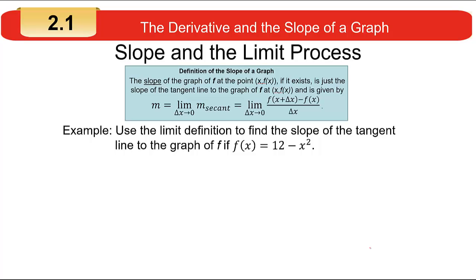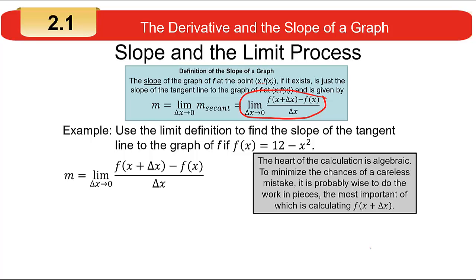So let's take this example. Find the slope of the tangent line to the graph of f of x equals 12 minus x squared. Well, the first thing you have to do is write down the formula. The slope of the tangent line is given by that limit. My suggestion, because of the ease of making careless mistakes, is to take bite-sized pieces of this and do the calculation in pieces. And the first big piece is this f of x plus delta x. So I would actually go off to the side, do that calculation, and then take it and put it back into that formula.